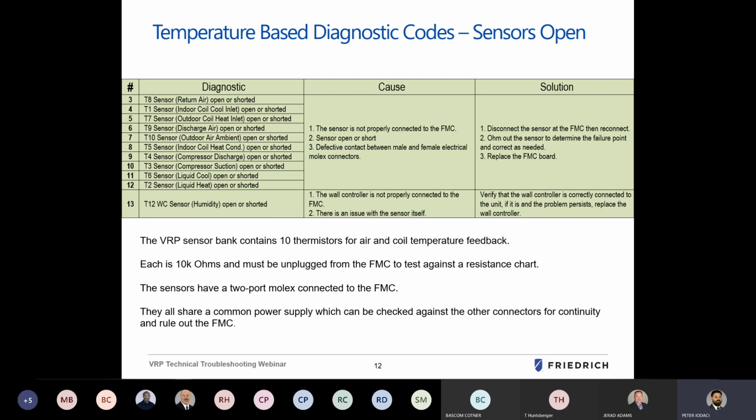Taking a look at the temperature-based diagnostic codes, there's a couple good tips here. So the first one is that the VRP sensor banks contain 10 sensors for air and coil feedback. Each one of those sensors is a 10 ohm resistor, and it must be unplugged from the FMC to test it against a resistance chart. All of the sensors have a 2 plug Molex connection, and they all share a common power supply, which can be checked against each other for the other connectors for continuity and to rule out the FMC. So anytime that we get a sensor error, probably the first thing that we want to look to is the sensor to make sure that it is calibrated correctly.